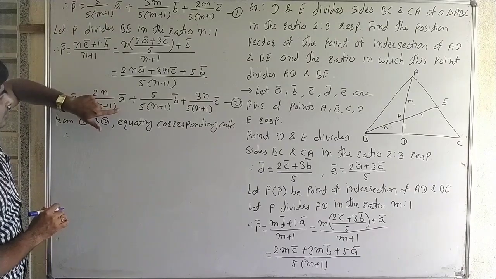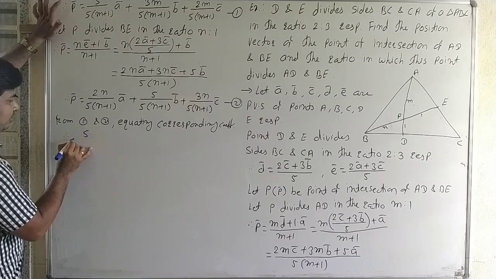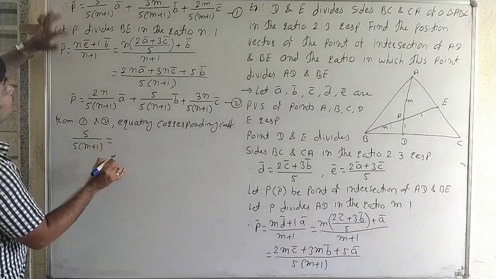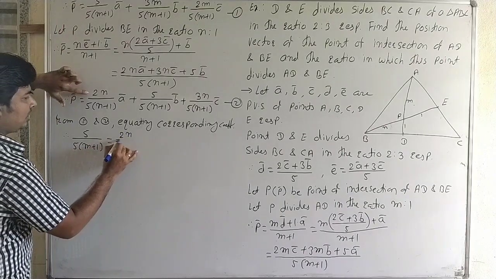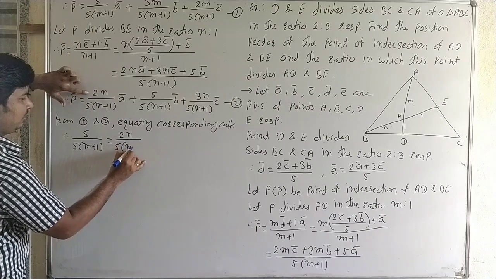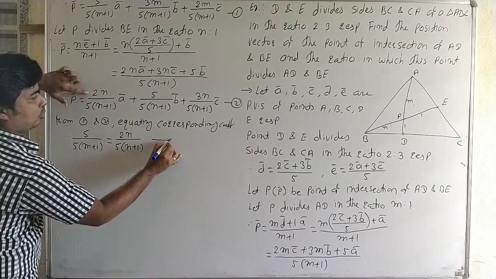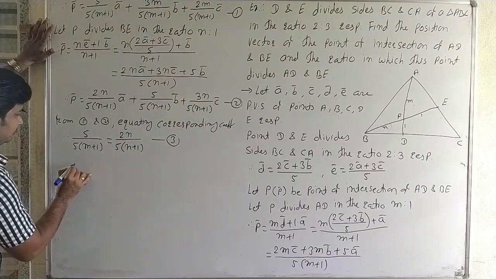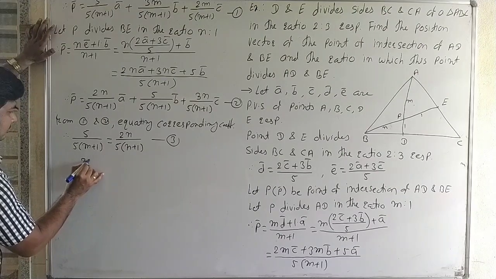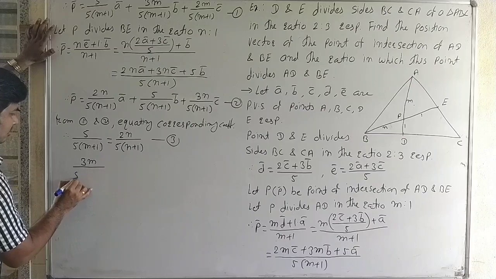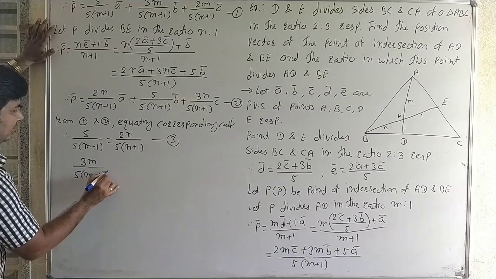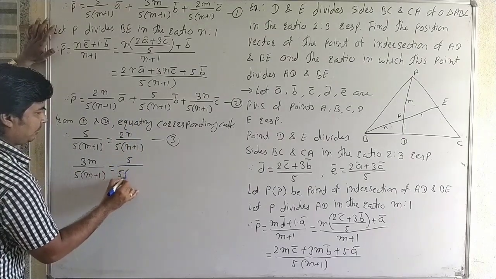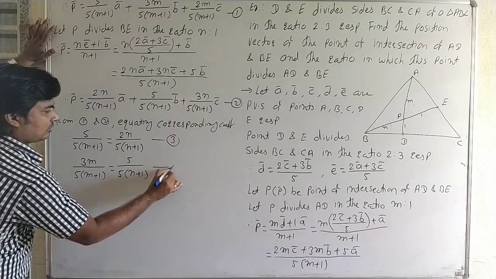Corresponding coefficient of a bar and here a bar. Therefore it is 5 upon 5m plus 1 is equal to 2n upon 5n plus 1. It is equation number 3. Then b bar and b bar: 3m upon 5 into m plus 1 is equal to, here b bar it is 5, 5 upon 5n plus 1. It is equation number 4.